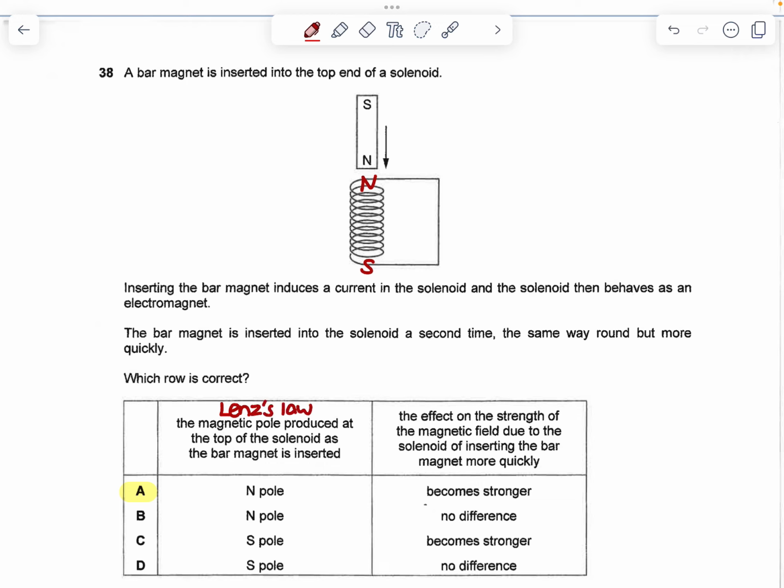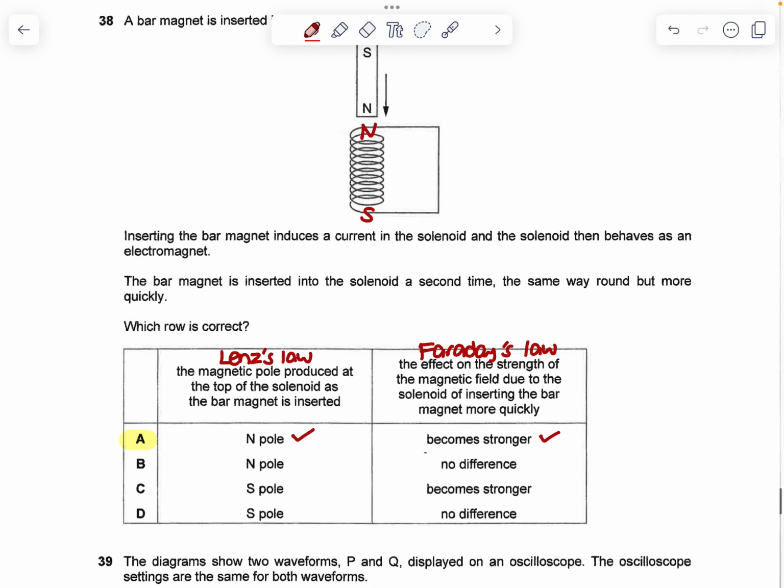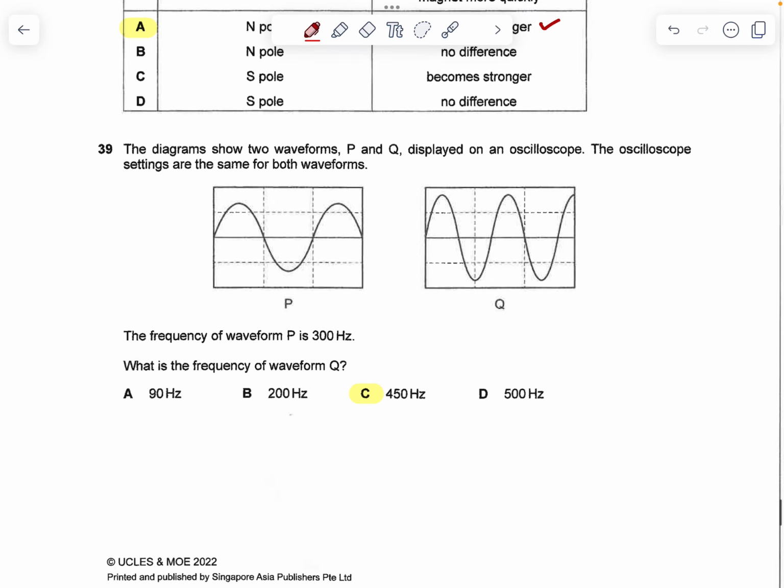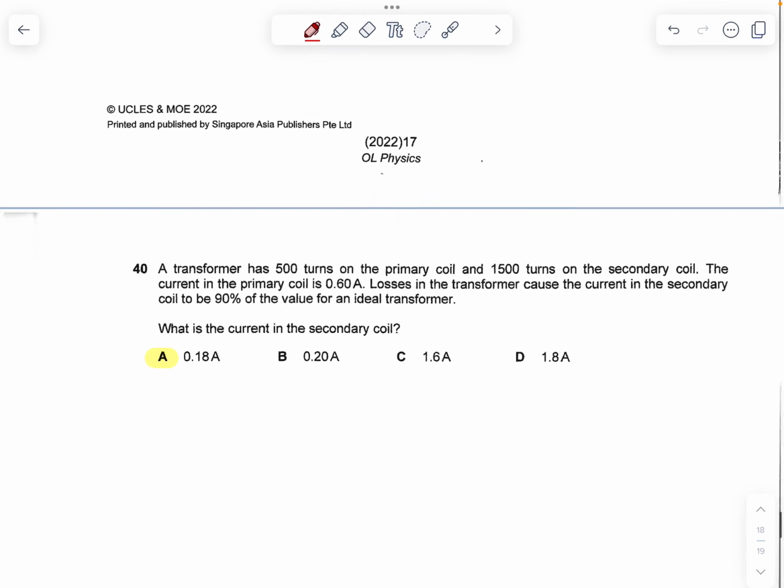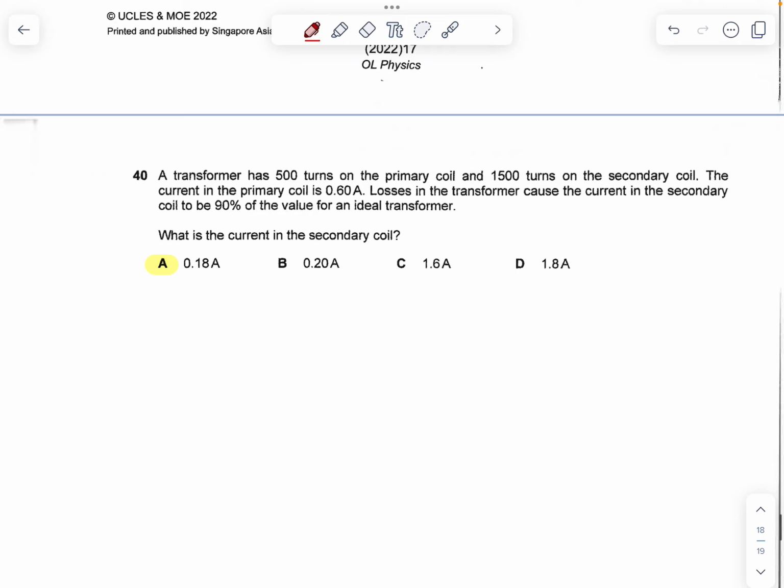The effect on the strength of the magnetic field due to the solenoid, when inserting the bar more quickly, is due to Faraday's law, the magnitude of the induced EMF in the solenoid. So when you move more quickly, it becomes stronger. So, question 39, tested. Question 40.